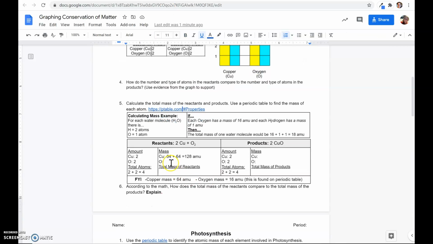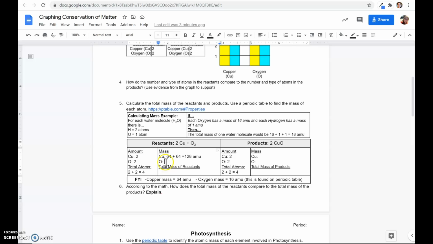And so we come back here, and they have 64 plus 64. The reason why they have 2 is because, look, we have 2 coppers. So really what they did is 64 times 2, right? And we want to find out what's the mass of all of the coppers in this whole side of the equation. So 64 times 2, or 64 plus 64, and you get 128.